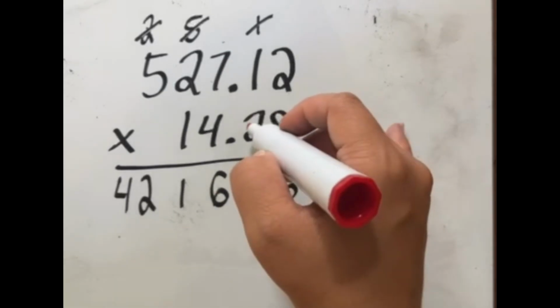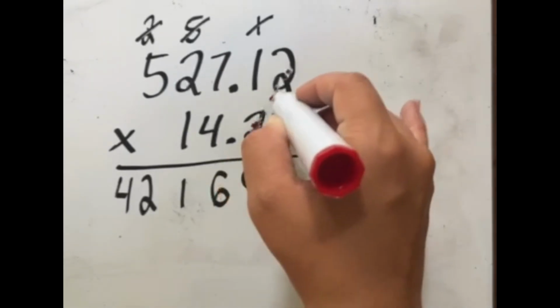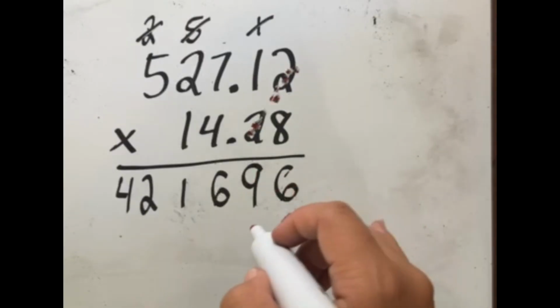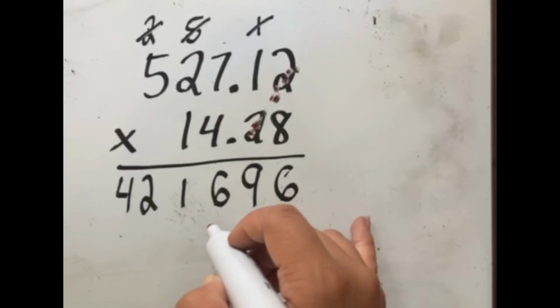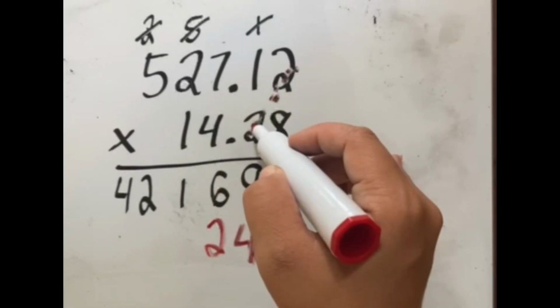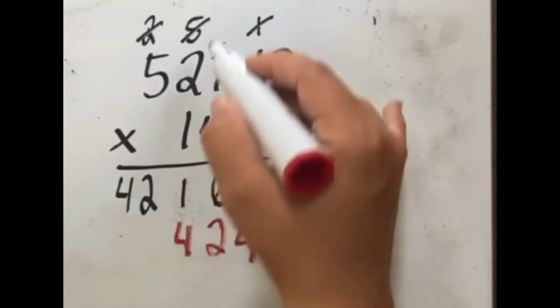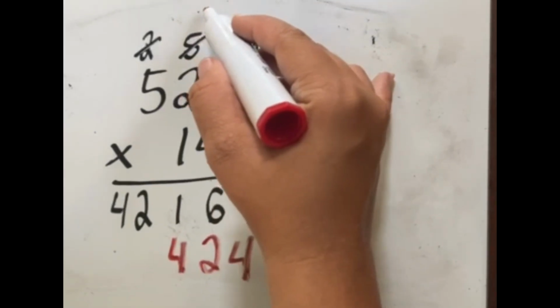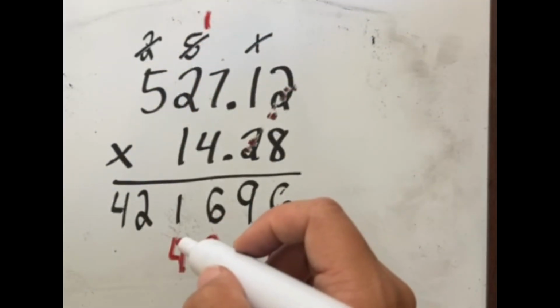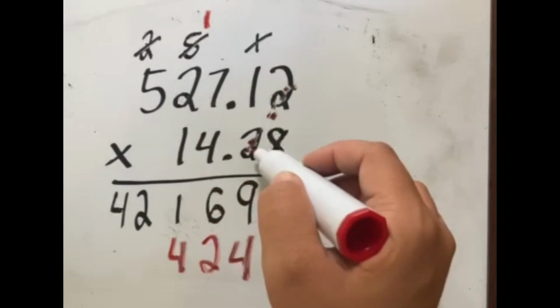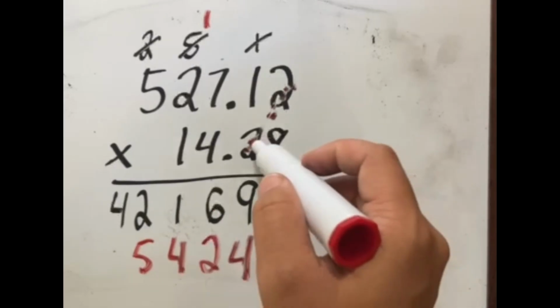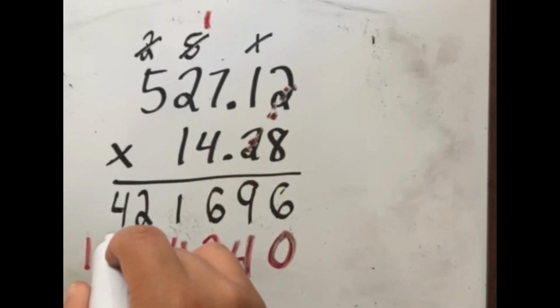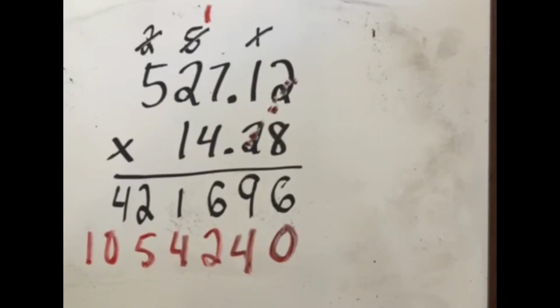Now we're moving to the 2. 2 times 2 is 4. So we'll write a 4. 2 times 1 is 2. 2 times 7 is 14. So we'll carry the 1. And we'll have 2 times 2, which will be 4, plus 1 will be 5. And then 2 times 5 will give us 10. So again, we're just taking our bottom number and multiplying it by every single top number.